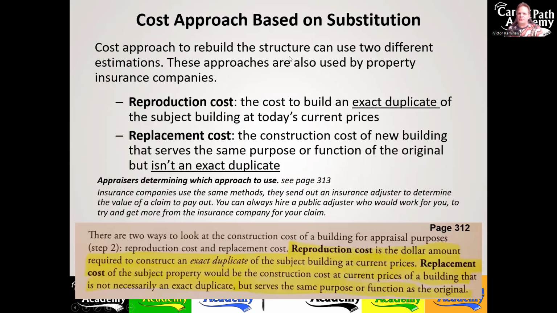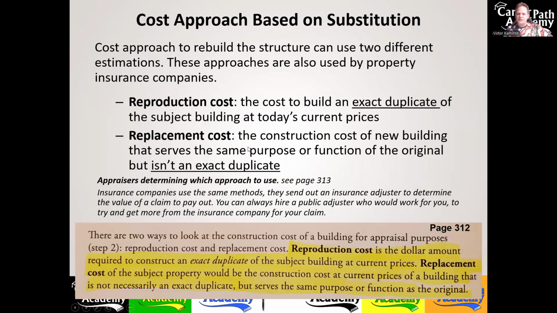Well, the cost approach to rebuild the structure can use two different estimations. The reproduction cost, which is the cost to build an exact duplicate of the subject building at today's current prices, or the replacement cost, which is the cost to construct a new building that would serve the same purpose, but is not necessarily an exact duplicate. Think of it for a second that you got a property that has all high-end appliances and countertops, custom cabinetry in your kitchen, a reproduction cost would replace it exactly as it was.